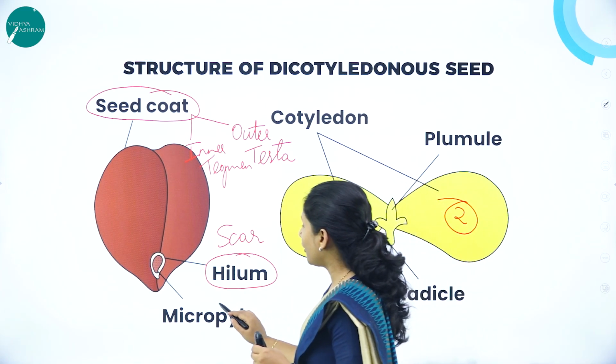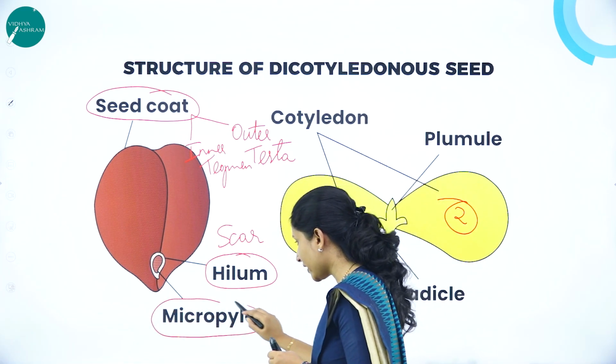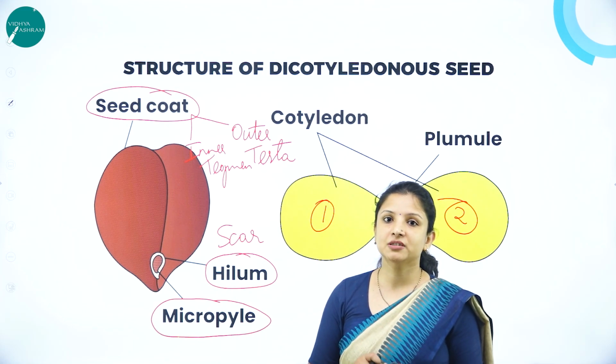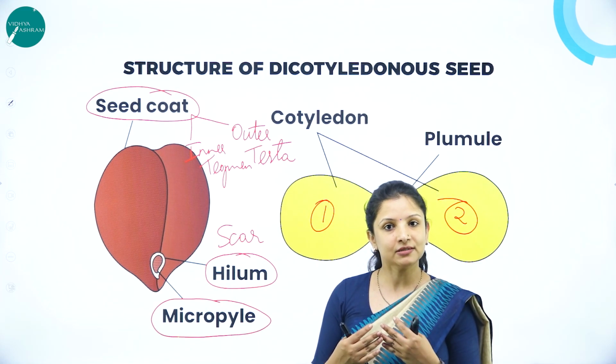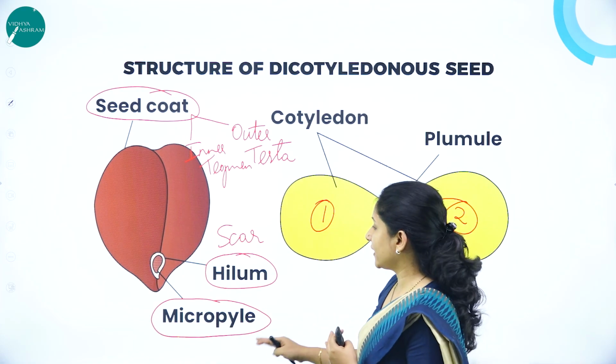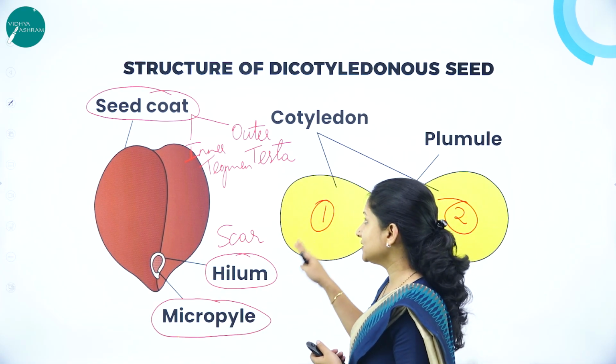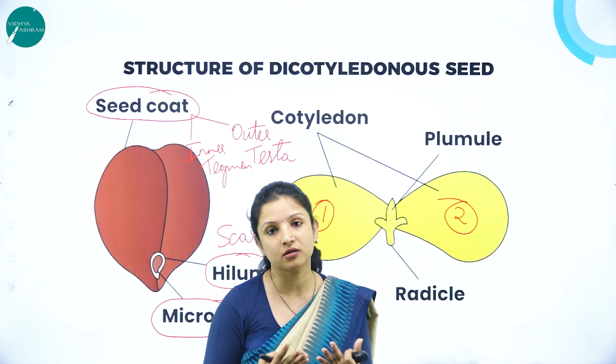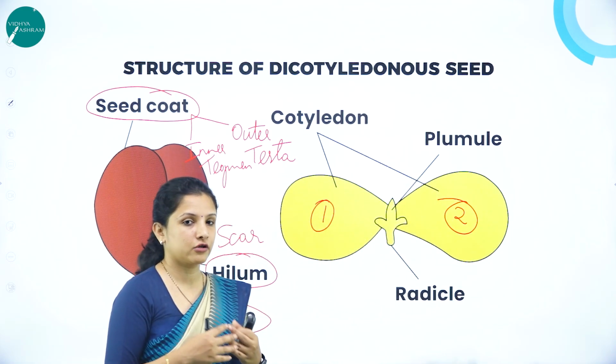That is nothing but called as the micropyle. Now this micropyle also helps in the exchange of gases in the seed. For all that, the micropyle will help. So these are the different structures of the outer covering of the seed. That is the morphology of the seed.